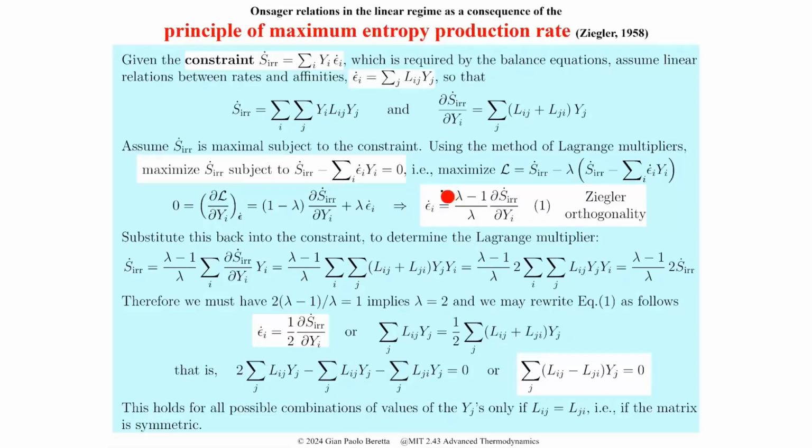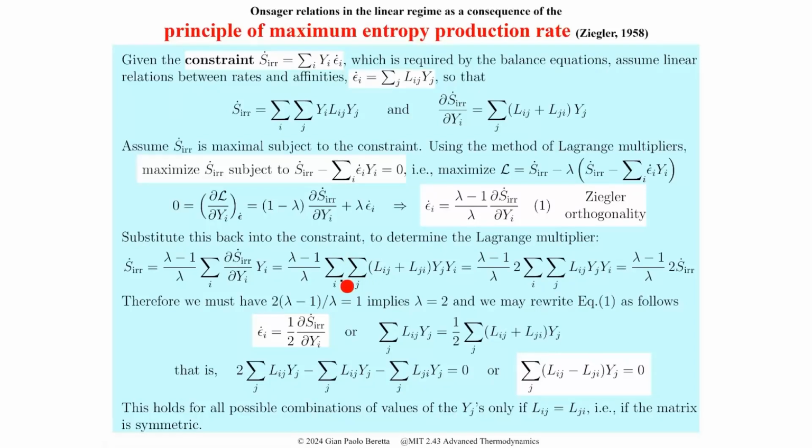And then, as typical in the method, you substitute this back into the constraint in order to find the value for the Lagrange multiplier. So you take this one, substitute it back into the constraint, which is here, and do the things carefully. So when this derivative is written up here, it has the L's plus the transpose of L. But now these are multiplied by yi and yj under a double summation.